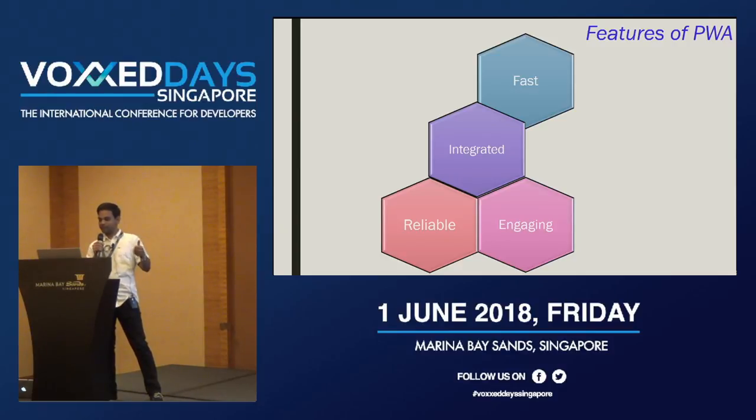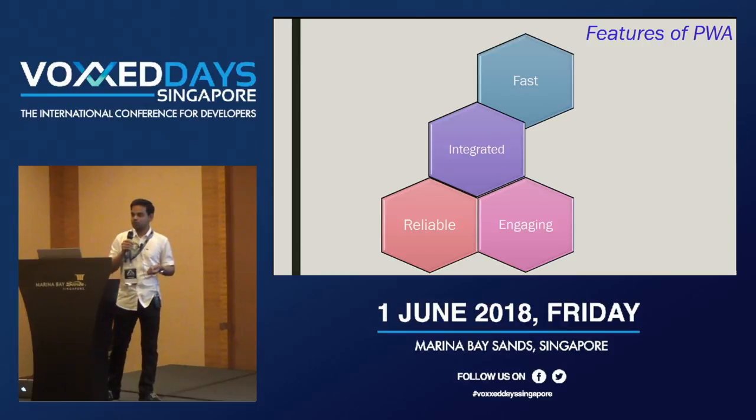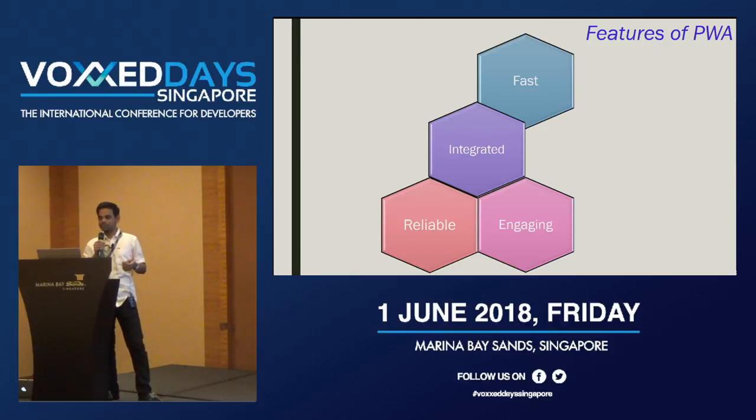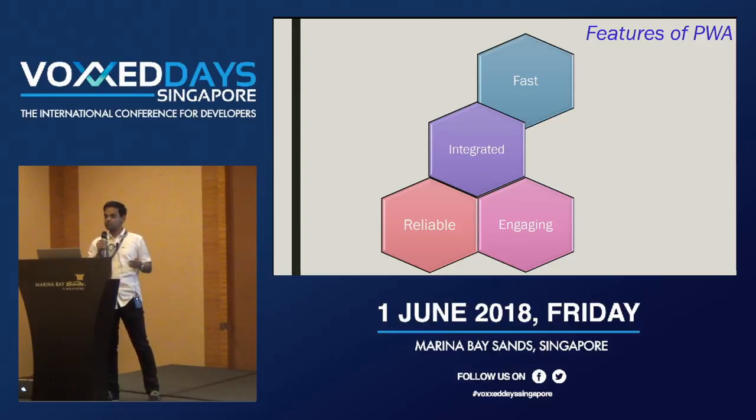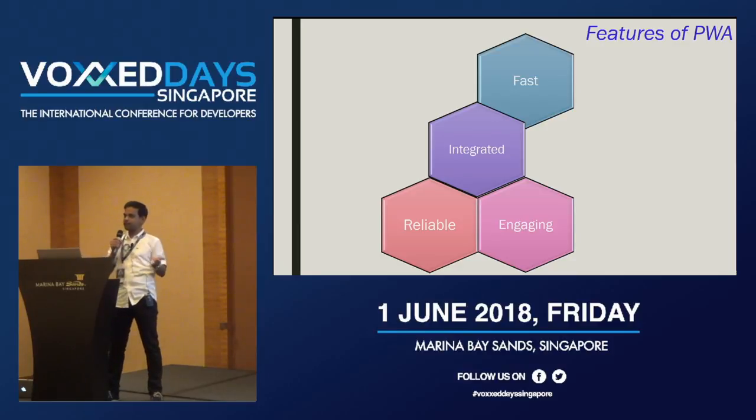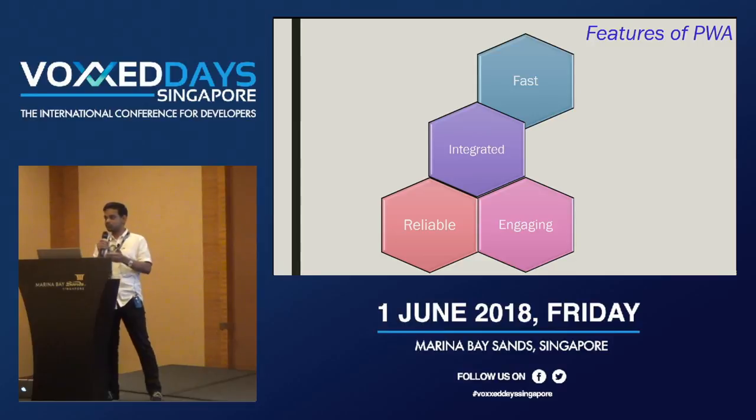In Google, they call it FIRE. So let's look at each of them. Fast. Your app has to be really, really fast. There is a survey which says that 53% of your users will abandon your site if it takes more than 3 seconds to load. That's a lot, 53% of the users. So your app has to be really, really fast, even for the first load and the subsequent visits. There are some technologies to make it faster for the subsequent visits, but even for the first load, it has to be really, really fast.